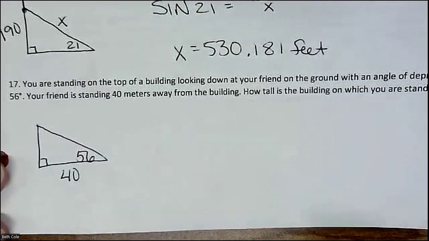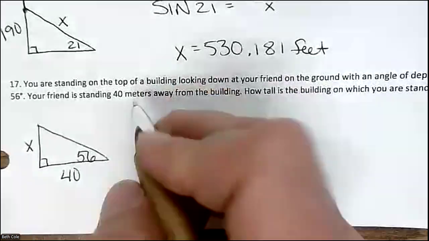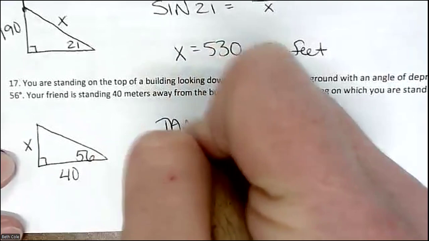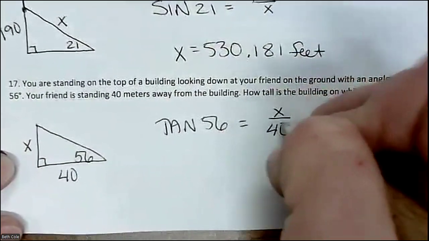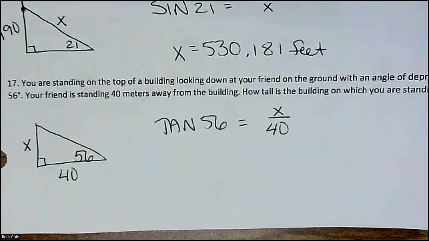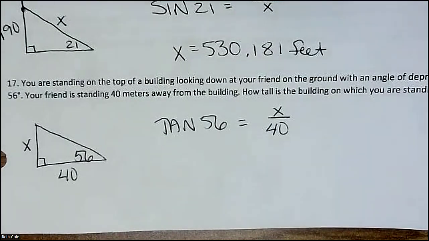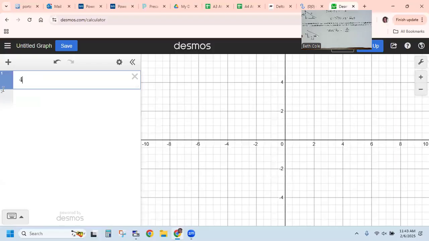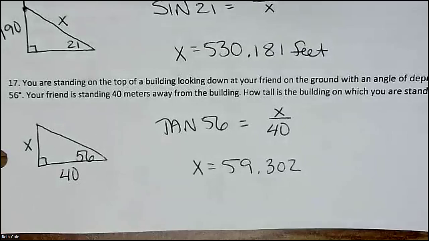How tall is the building? Where does X go? Yeah, the vertical, right? There. Sine, cosine, or tangent? Yep. Tangent 56 equals X over 40. Good. And then we're going to multiply the 40 over. So what I'm going to type is 40 tangent 56. I'll read it for the people in the back. It's 59.302. Is this 1 meters?